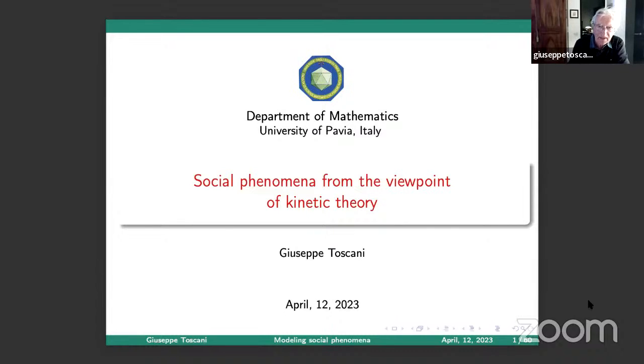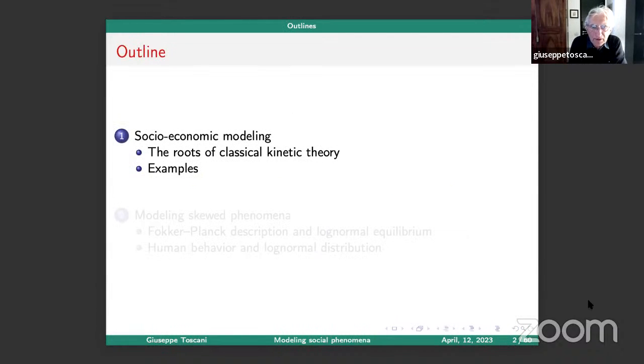Okay. So in any case, I will split my talk into parts. In the first part, I will present the idea which is behind this modeling of socioeconomic phenomena. And in a few slides, I will present the ideas which are taken from classical kinetic theory of rarefied gases. And then I will start with some examples, really elementary, but I think interesting from the historical point of view, in a sense that you will immediately understand that the socioeconomic modeling started many years ago, more than 1 century ago, even if it is not so well known.